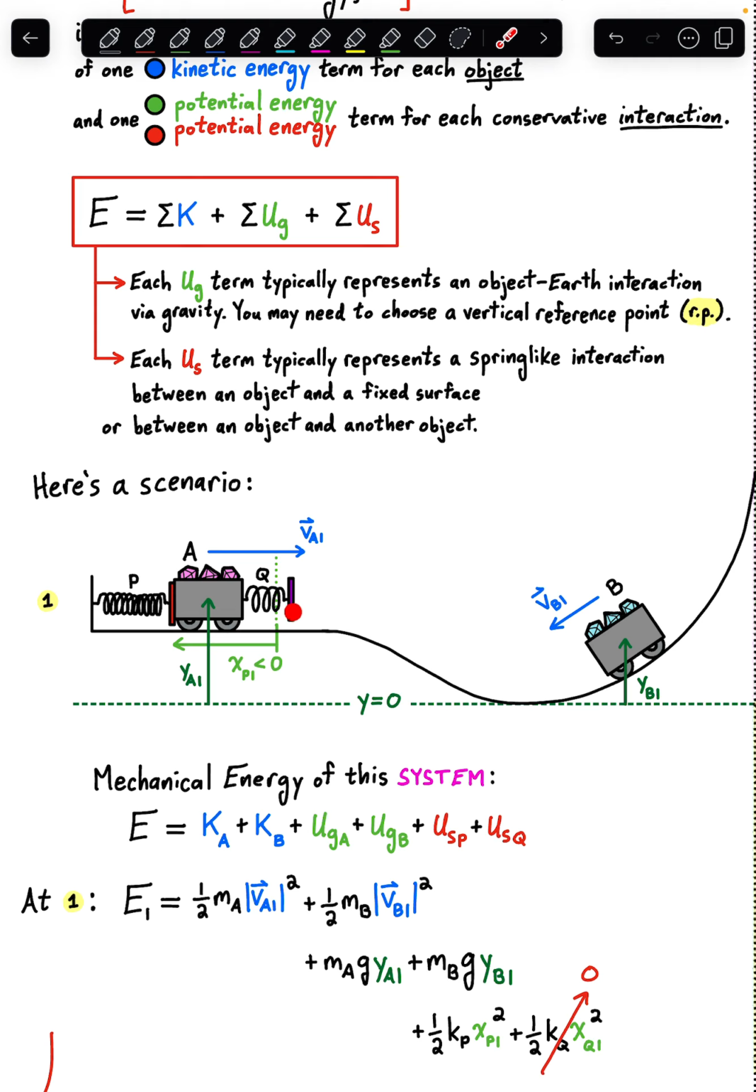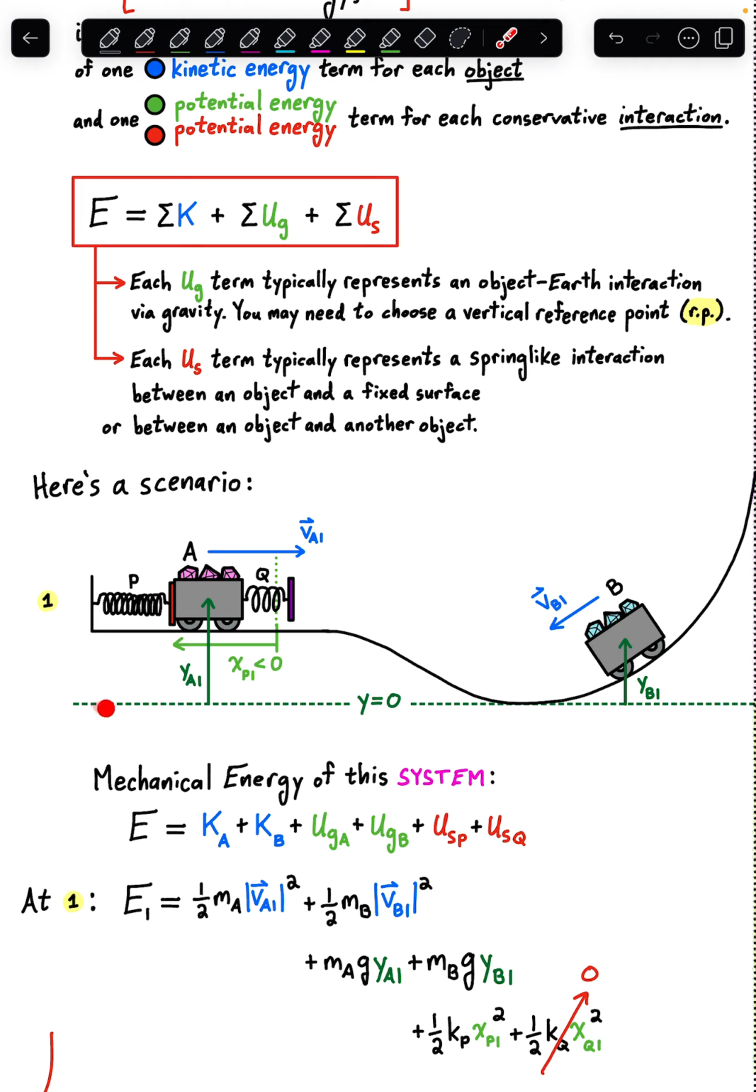Spring Q is attached to cart A, but it's not compressed or stretched at the moment. It's just being carried along with it. I've indicated that this is the location of spring P's right end when it is at its natural unstretched length. So currently spring P is compressed by this displacement here, xp1. This is moment 1, so I'm calling it the displacement of spring P at moment 1, xp1. Here's the velocity of cart A at moment 1.